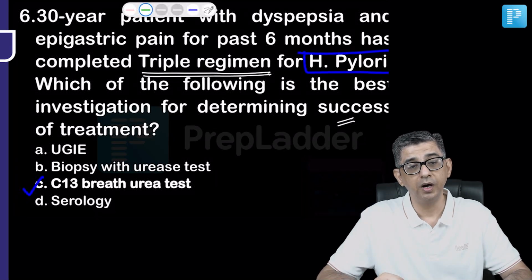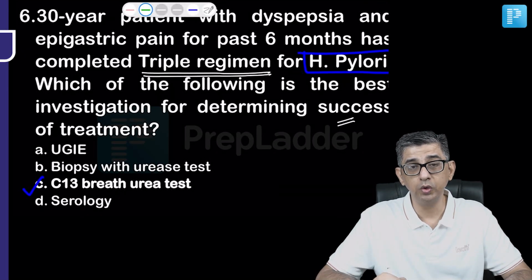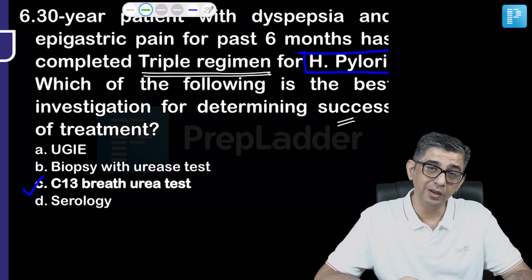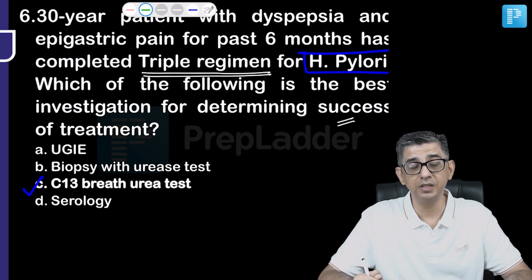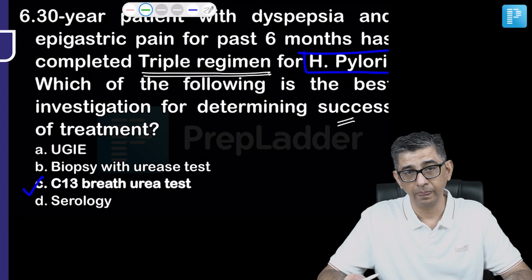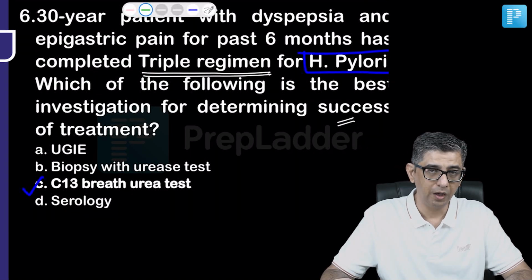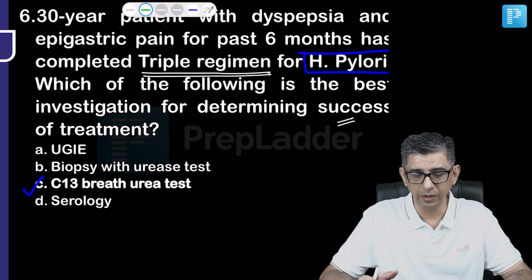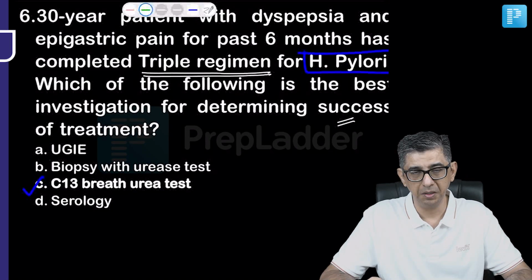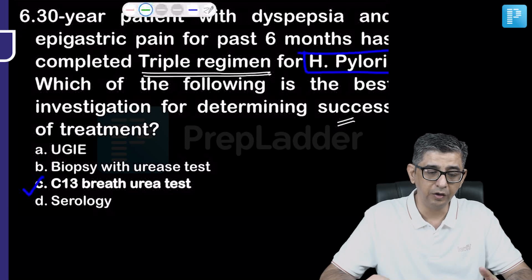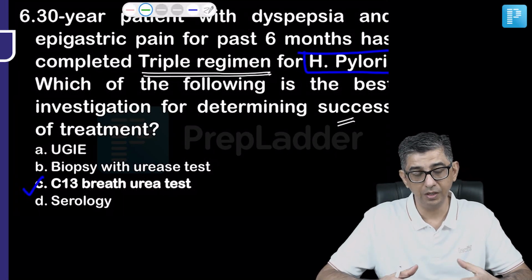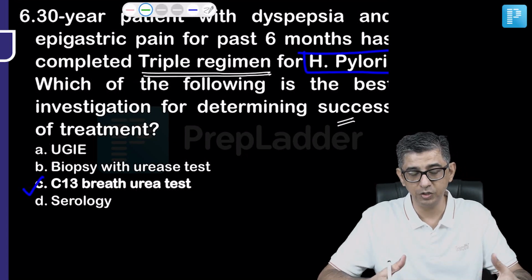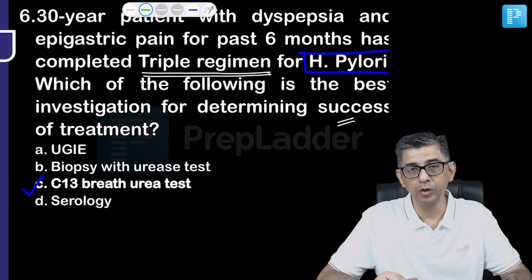Which is why the answer to this question is option number C. Option number B, biopsy with the urease test. Biopsy is something you do in a case of suspected malignancy, like when a person is having a gastric ulcer and you think the ulcer is not healing, or the edges of the ulcer look unhealthy, in the sense that they are different from the way they look in a traditional gastric ulcer, because the ulcer is really small, but the edges are abnormally elevated.